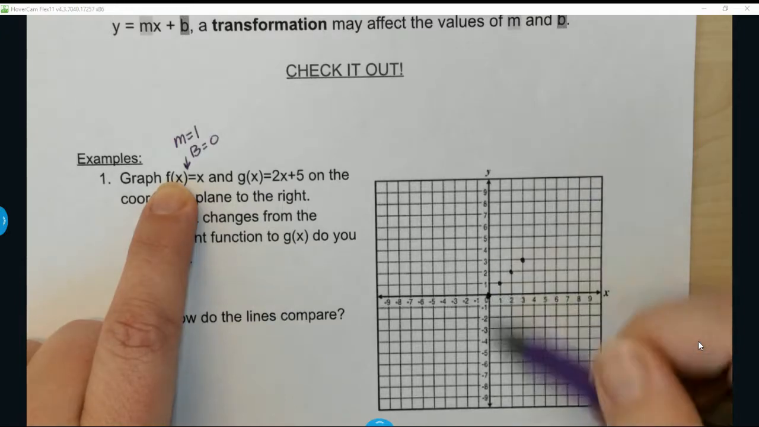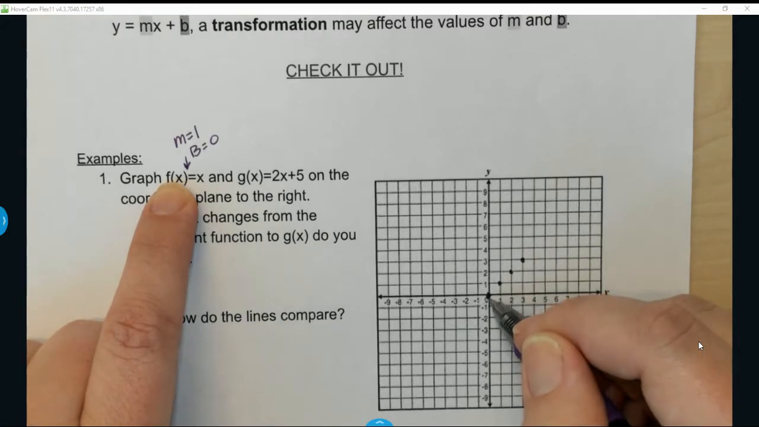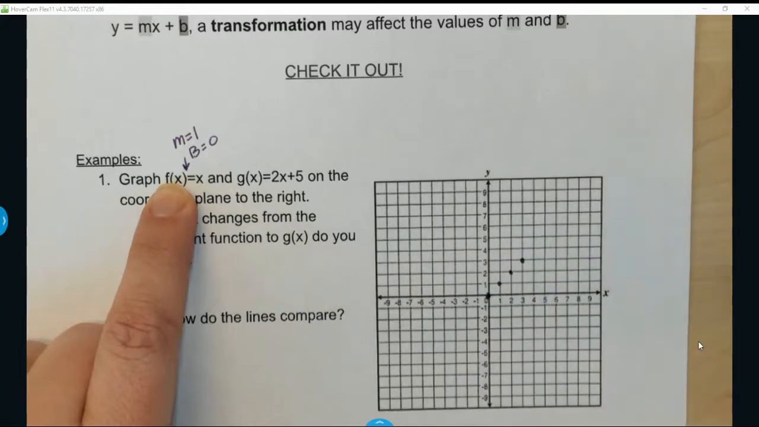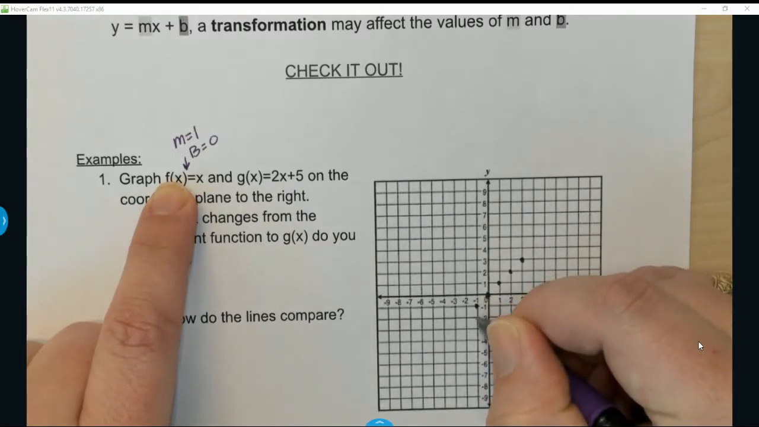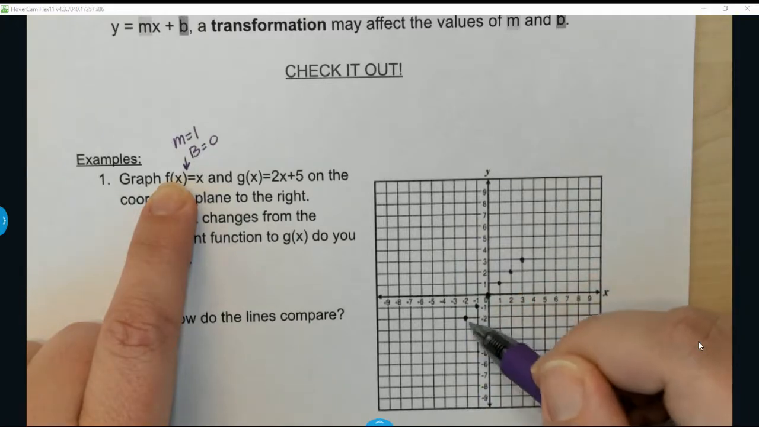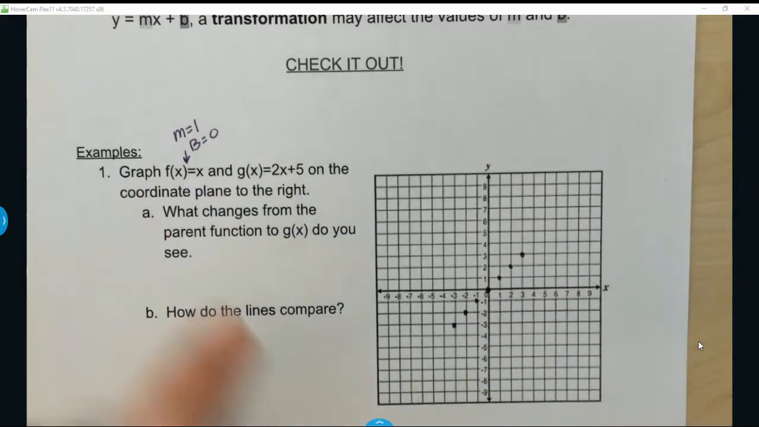Remember, if you want to go the other way, you can. You just have to make sure that it's both a negative direction. So negative, negative makes a positive.